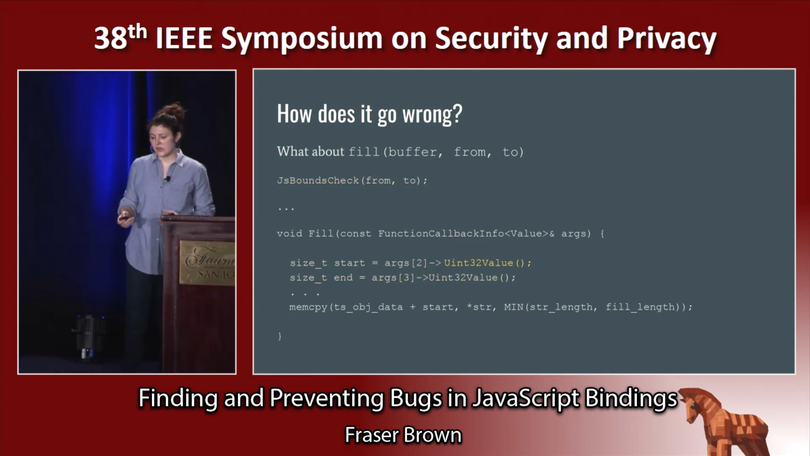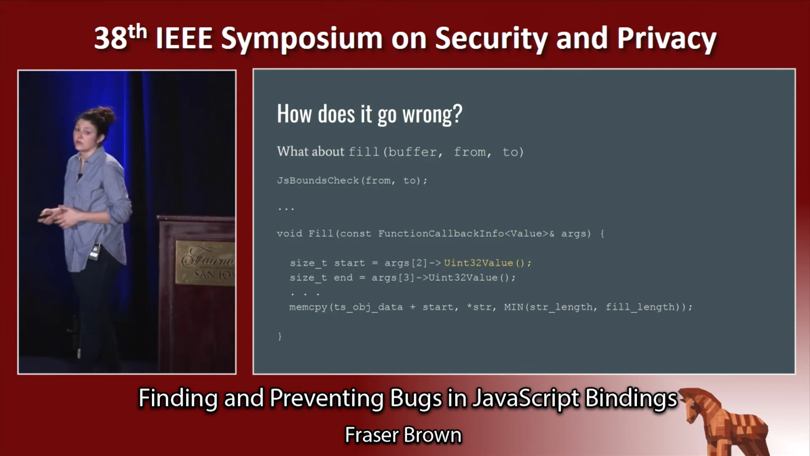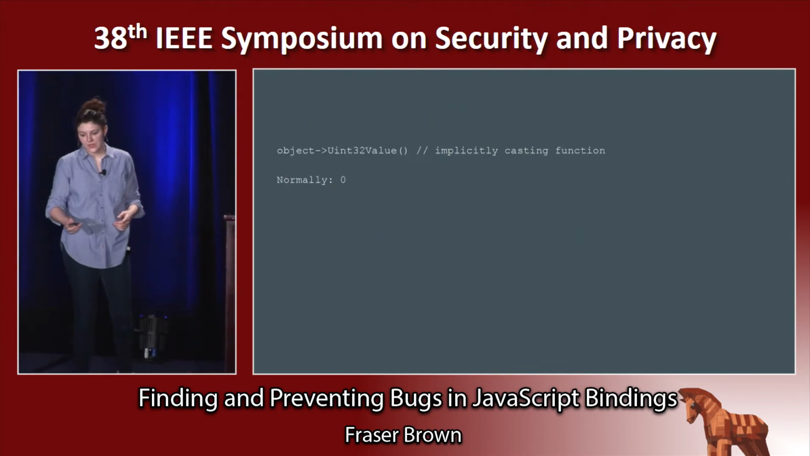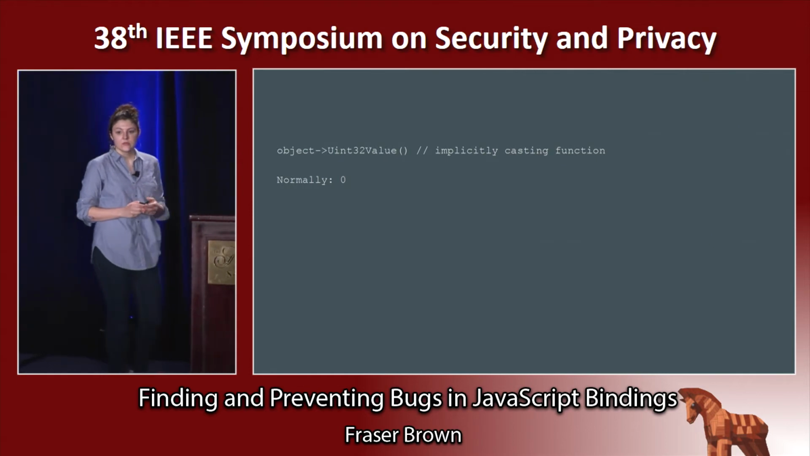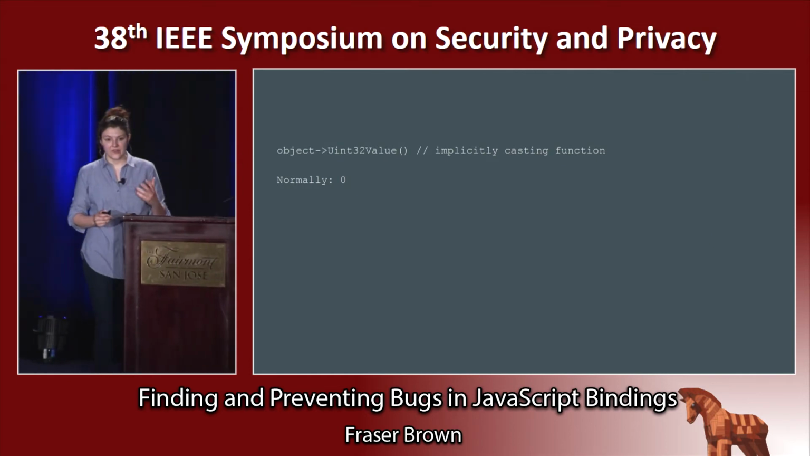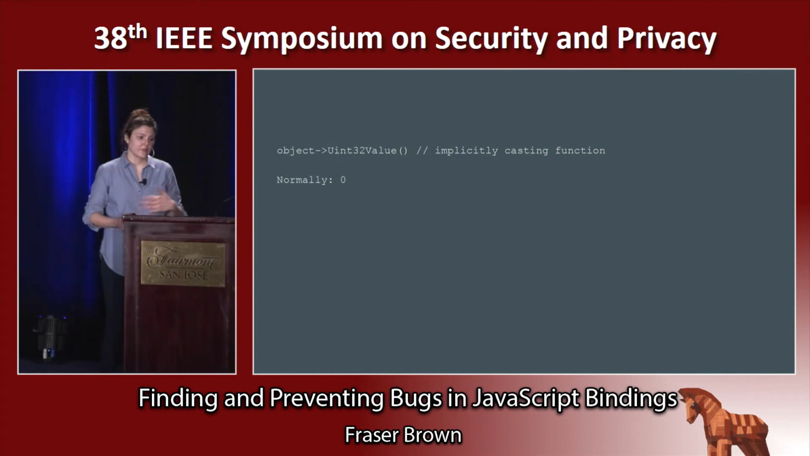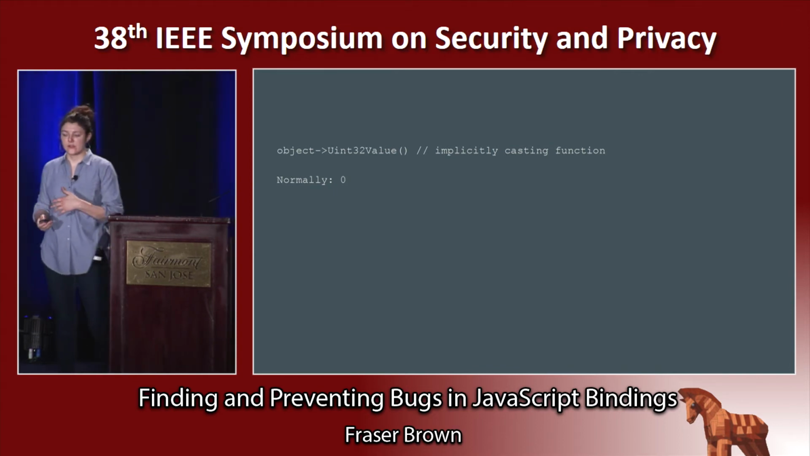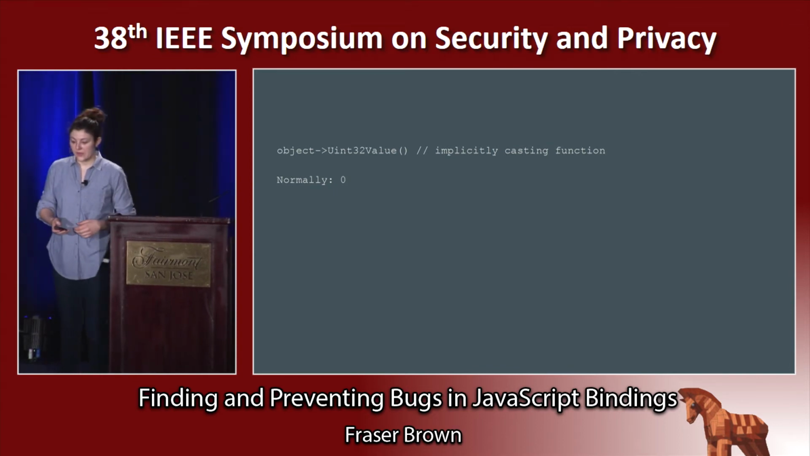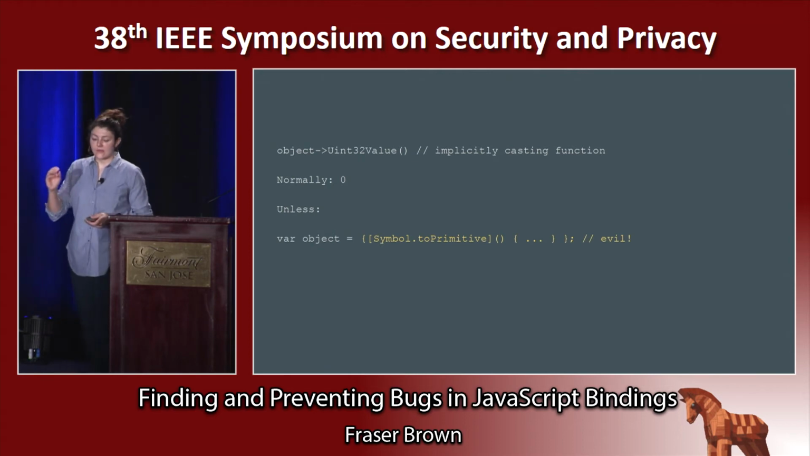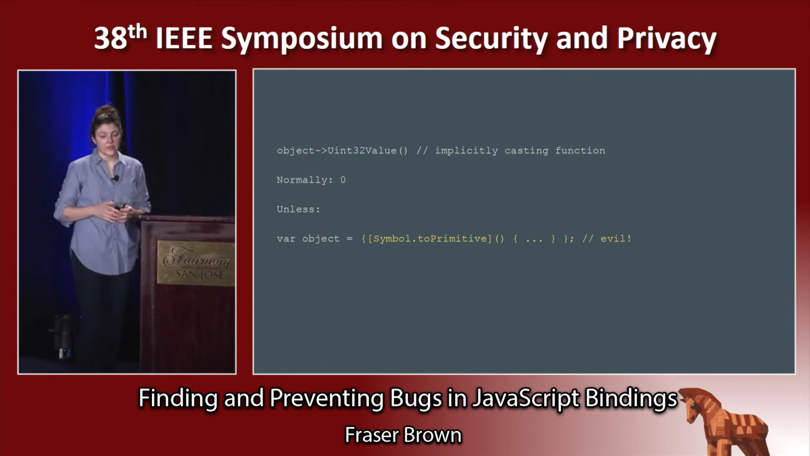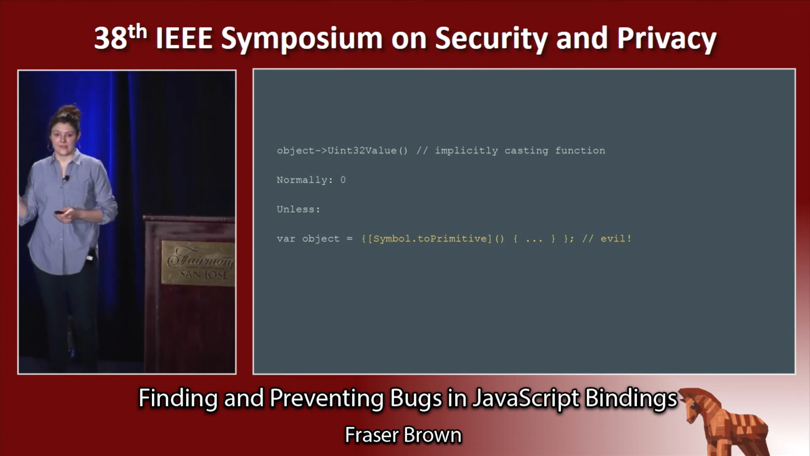This is a V8 function, and if you call it on a number, it will just return that number back to you. If you call it on an object, though, it does something called implicit casting. Normally, it's just going to throw you back 0 and say, OK, I'm going to cast your object to 0. That's its number value. Unless in JavaScript, you define this toPrimitive function. And the toPrimitive function tells V8 how to implicitly cast this object.